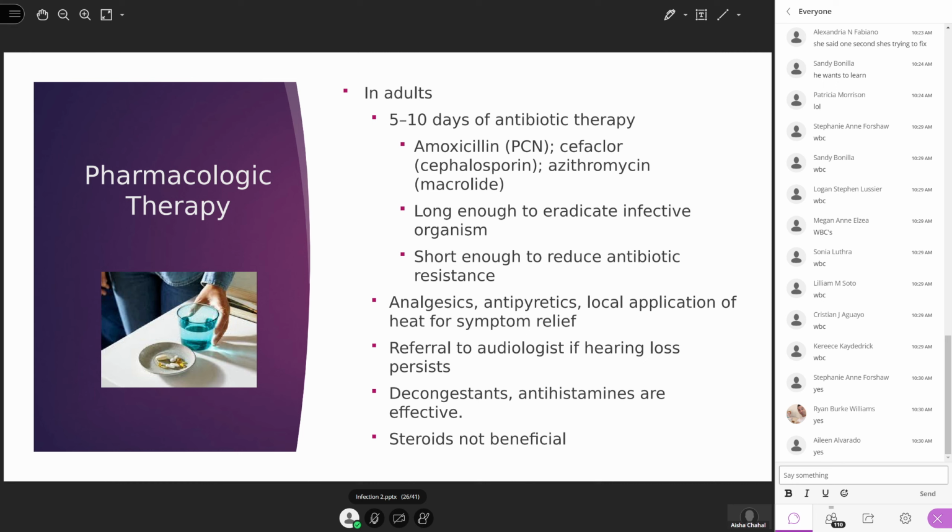Pharmacological therapy in this, the main drug of choice is penicillin, and specifically amoxicillin. Okay, always you go to the doctor, especially in the kids, they will prescribe amoxicillin first.